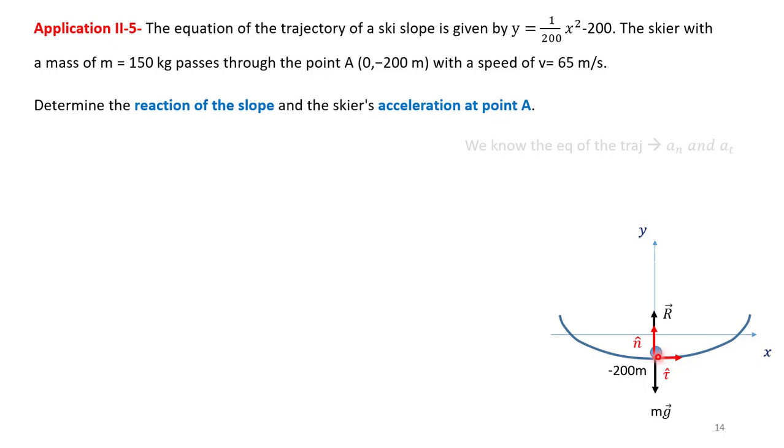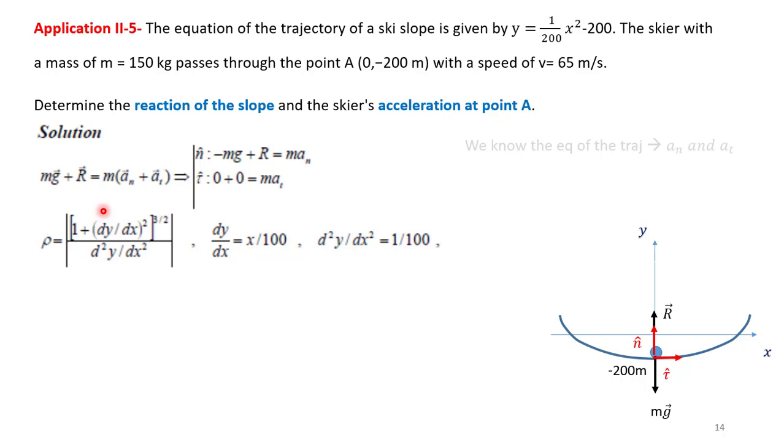So on point A, we have only two forces. We have the weight of the skier, mg, vertical downward, and the reaction of the slope, which is vertical upward. So at this particular point, which is the minimum of the parabola, these two forces are vertical. So point A is in fact a particular point where these two forces have the same line of action but have different direction. They are both vertical. One is downward and one is upward.